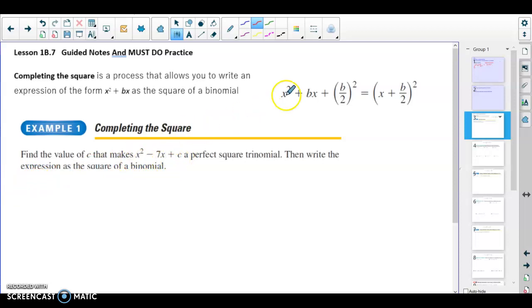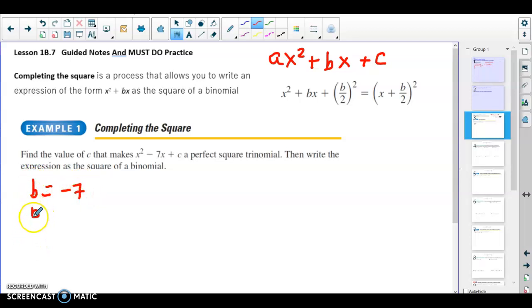So we want to find the value of C that makes this expression here a perfect square trinomial. And remember, when I'm talking about C, I'm talking about if we look at standard form for a quadratic equation, C is the last value here. So here I have a C, and I want to know what value can I put in there to make this a perfect square trinomial. All right, so step 1, we're going to pull out the B value. And the B value in this case is my -7.